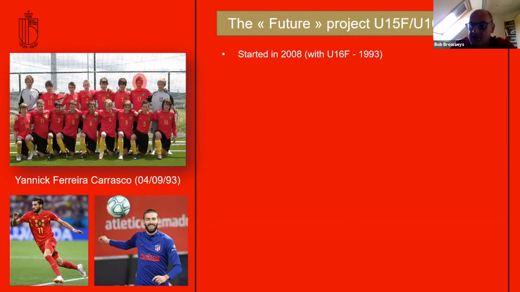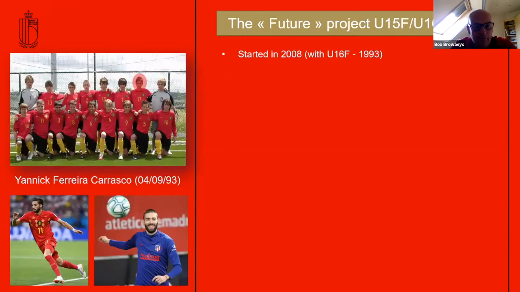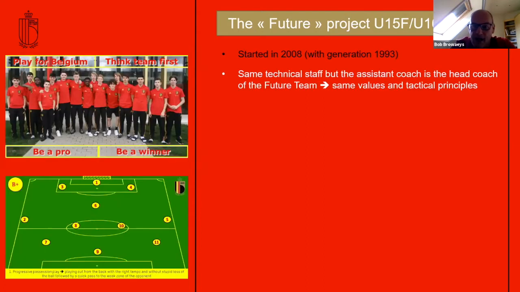We doubled the teams. Instead of having only under 15, under 16, under 17, we also started with future teams under 15, under 16, under 17. It means teams with only late mature players. And we started in 2008. You see there Yannick Ferreira Carrasco, who is now playing for Atletico Madrid. He has also played a lot of times for the Belgian national team. I think he will start also tonight against England. And he was a player born in 93.